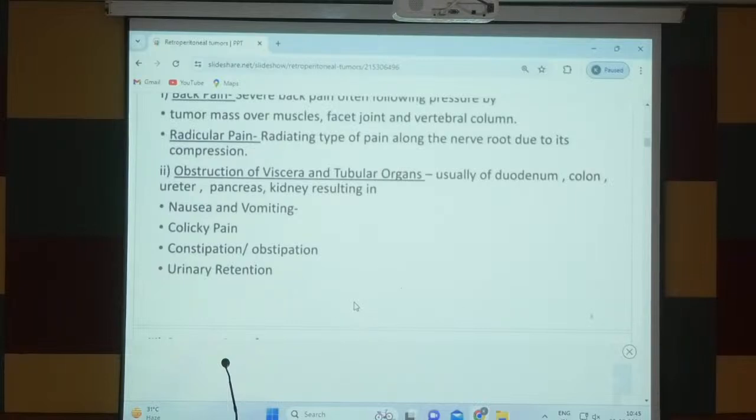If there are tubular structures, ureter, fallopian tubes, if they put pressure on those tubular structures, hydronephrosis can develop. Obstruction in the kidney can stop urine flow. Colicky pain, constipation, obstipation, if they are putting pressure on the intestinal tubes, the intestines.